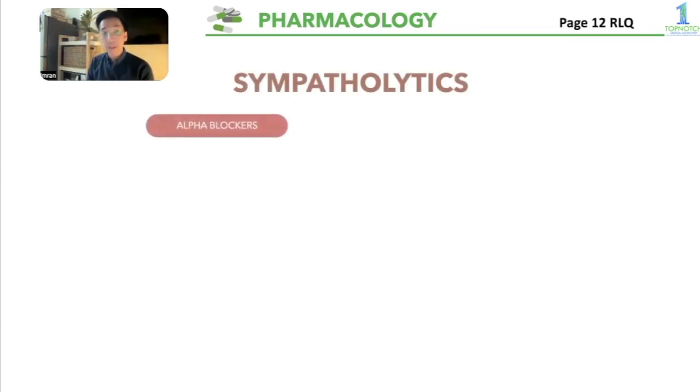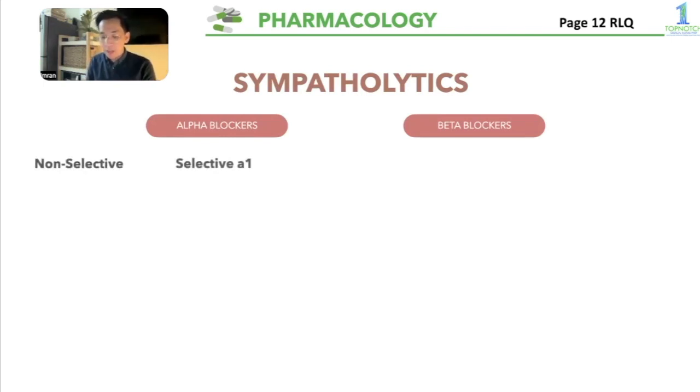Next, for the sympatholytics, we have the blockers: alpha blockers and beta blockers. When we talk about sympatholytic, the sympathetic nervous system has alpha and beta receptors. And lytic or lysis means these are blockers: alpha blockers and beta blockers.